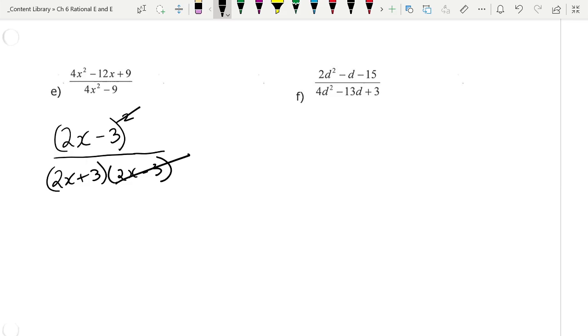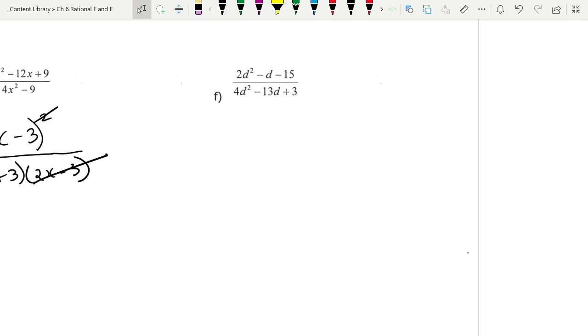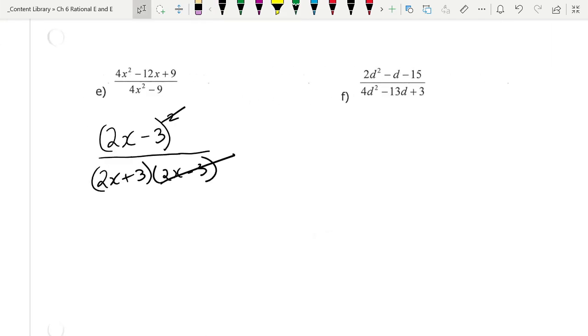Would it help if you saw me do it with just ordinary numbers? Or how about simple letters? If I had a squared over a times b, would it be cool if I just went, nah? Because a squared divided by a is a. Does that make sense to you? So there we go. My final answer for this one is 2x minus 3 over 2x plus 3.